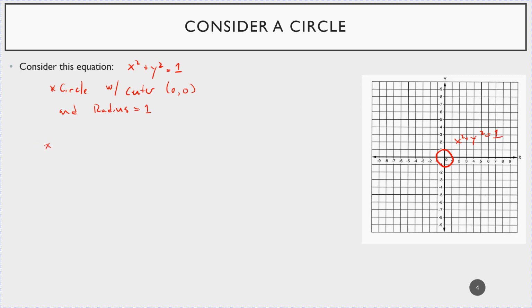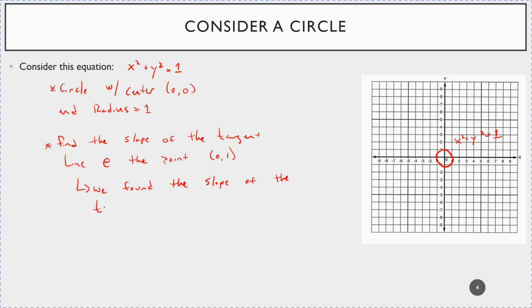What I want to do here is find the slope of the tangent line at the point (0, 1). Now you can actually just look at it and see that it's going to be a horizontal tangent line. But even regardless, how did we do this? We found the slope of the tangent line by finding the derivative.